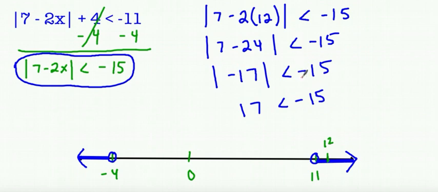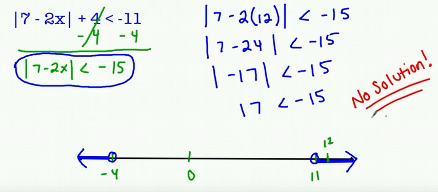In this case, we were able to solve our inequality, but these solutions are not true, and therefore in this case, it's no solution. Because if we have an absolute value that's less than a negative, it is not possible. So be mindful of that.